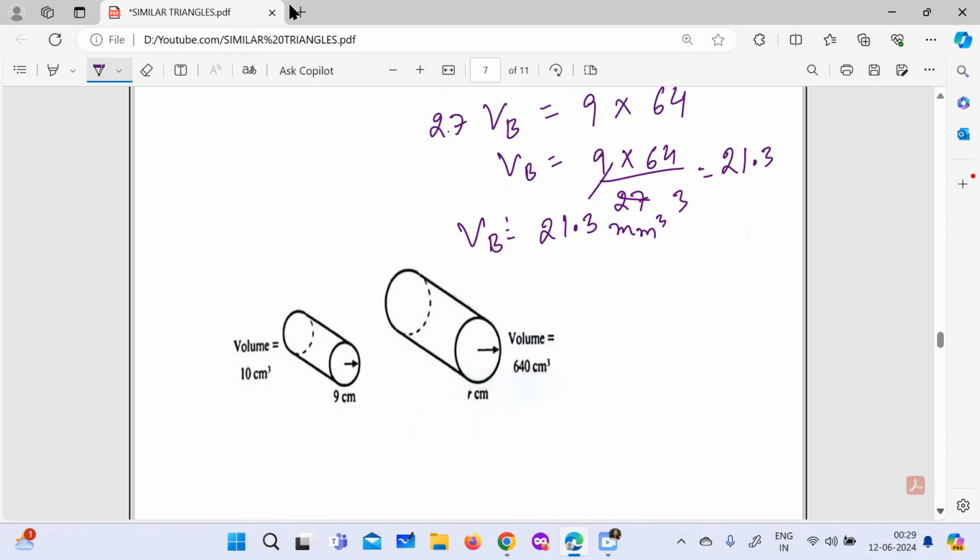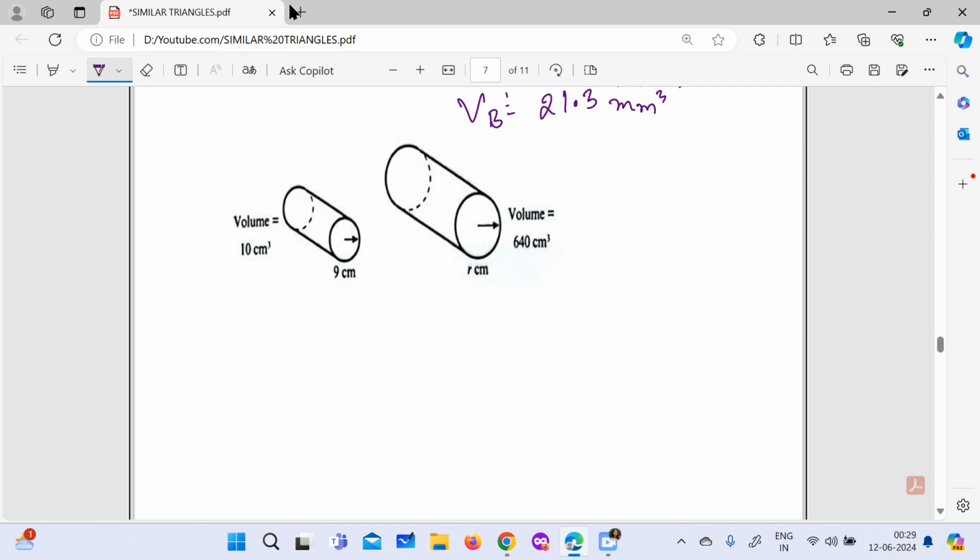Now, yeah, another similar shape we have. So look at these two cylinders. So volume is given for this one as well as this one also. So here volume is 10, here volume is 640. Here we know the radius 9, and here we don't know the radius that we need to calculate. So it's simple. We know that. Let me mark this one as 1 and 2.